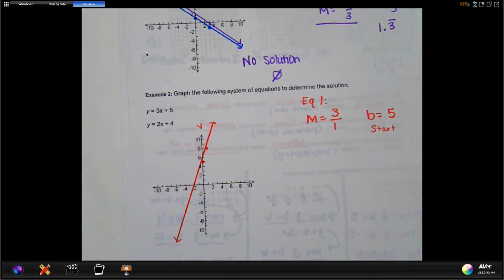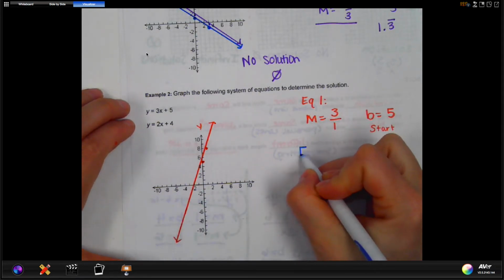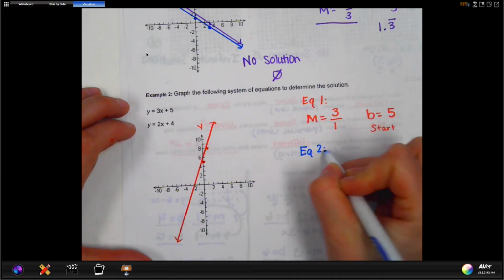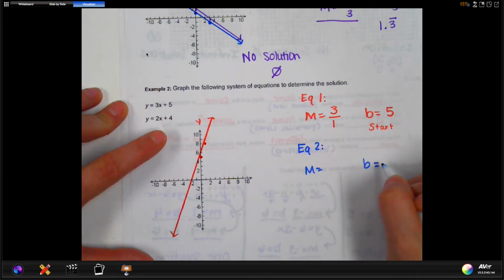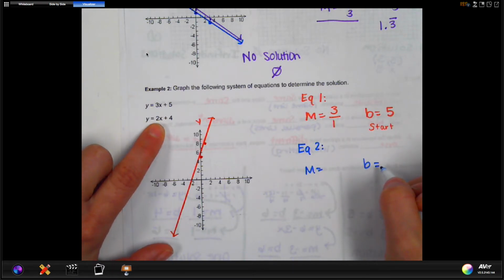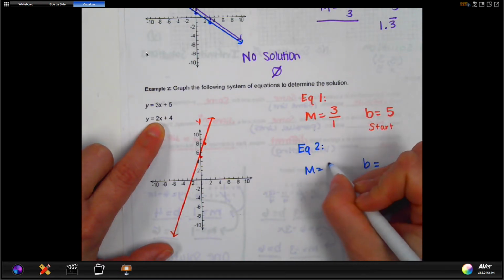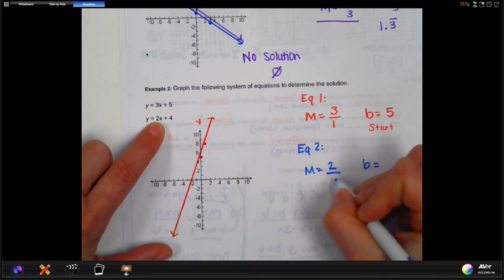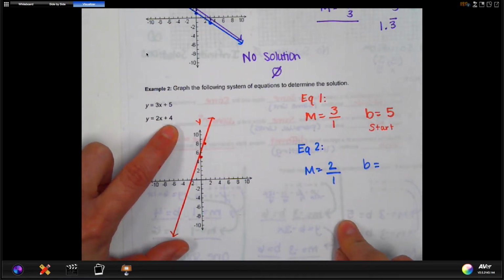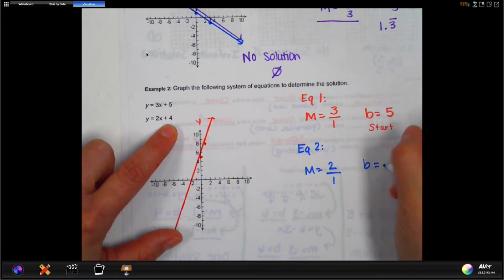Okay, let's do equation 2. Equation 2, again, is in y equal format. So I can just go ahead and start talking about slope and y-intercept. So my m and my b, well, if you take a look here, the number next to x is my slope, so that's positive 2. Again, we need a rise and a run since we're graphing it, so we'll make it 2 over 1. And my y-intercept is 4.